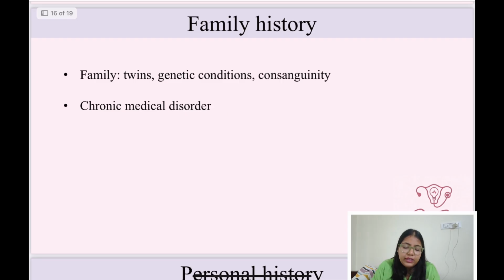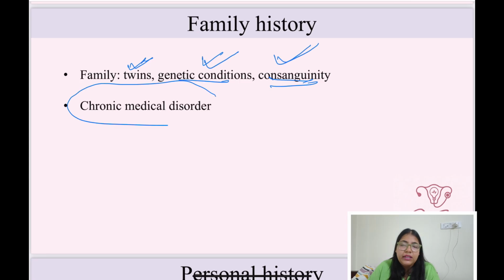In family history, history of twins is important in family because it may recur in the patient herself. History of genetic condition is important, and consanguinity. Okay. And any history of chronic medical disorder, TB, hypertension, diabetes in mother, father, or first degree relative or siblings itself.